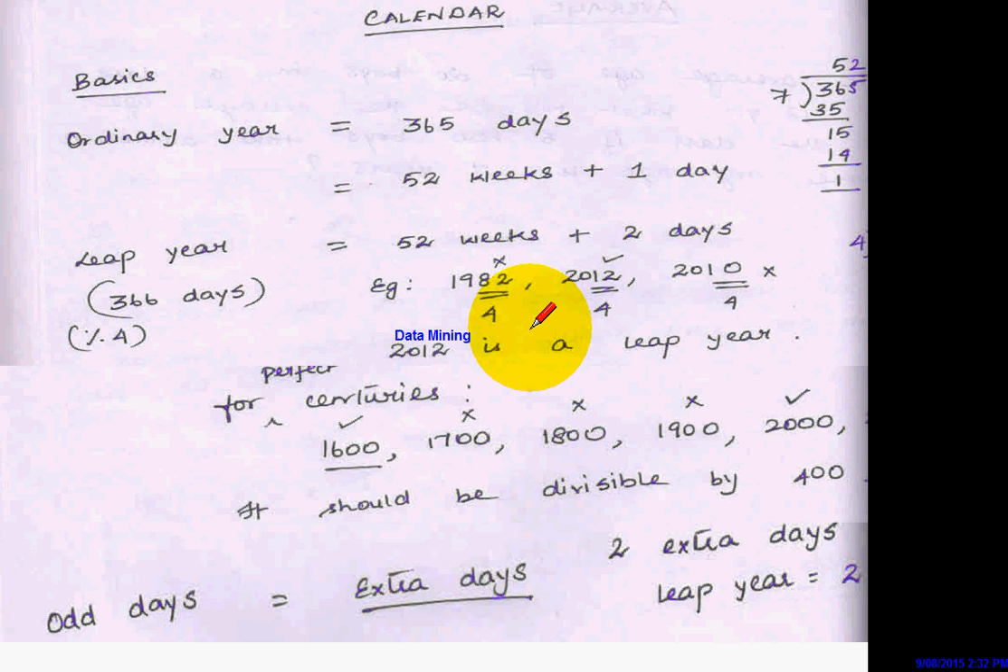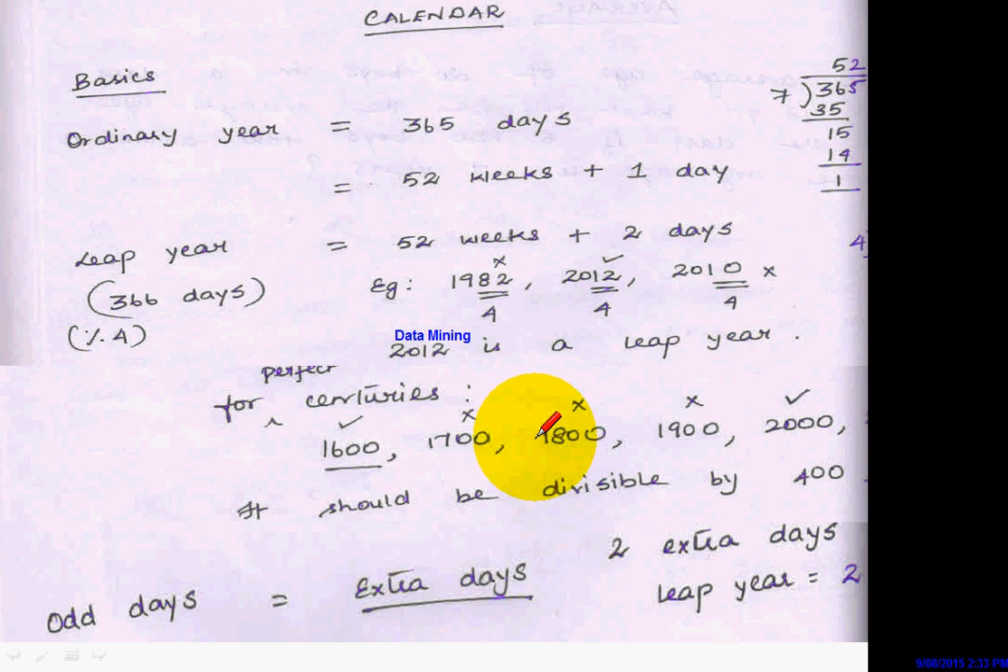I hope you may have come across this shortcut method. So here I am dividing 82 by 4. I find that the remainder is not equal to 0. Isn't it? 82 is not a multiple of 4, so it is not a leap year. Next, 2012. Take the last 2 digits, that is 12, divided by 4. You will get the remainder as 0, so that must be a leap year. Next, 2010. I extract the last 2 digits, that is 10, and divide the value by 4. 10 is not a multiple of 4, so it is not a leap year. Likewise, we can predict whether the given year is a leap year or not.